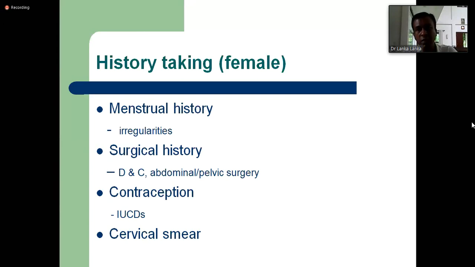Cervical Pap smear history is important because it is an opportunistic situation. If you ask about the cervical Pap smear, that is actually a screening test for cervical malignancy.